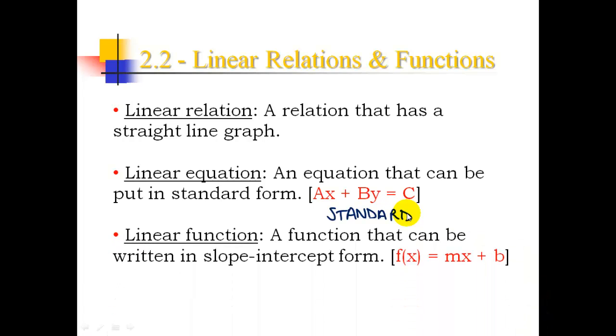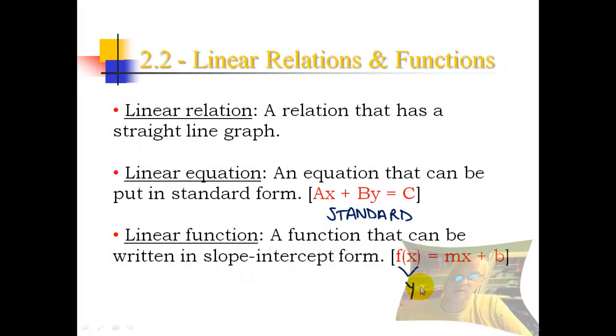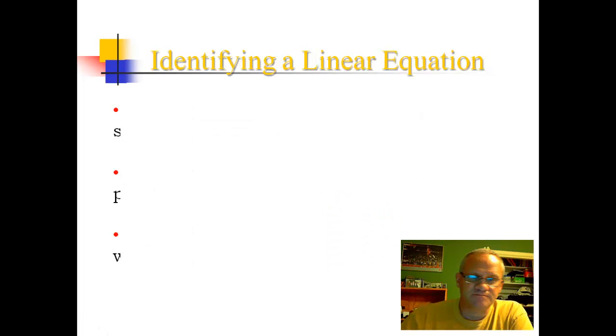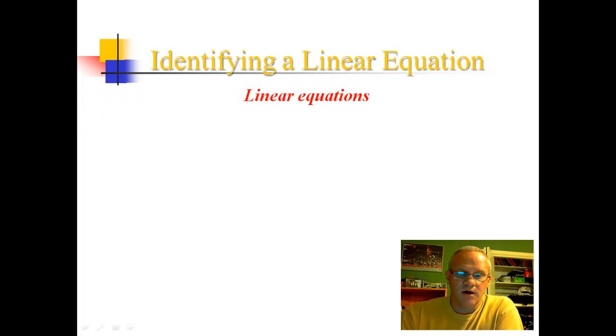The other thing is a linear function. If you remember from the last section, we talked about function notation. Remember, this f of x here is really just a big y. And so if we can get our equation or function into slope-intercept form, y equals mx plus b, then we also know that it's linear. And by the way, y equals mx plus b, number one as far as the most popular equation formula. I don't know, I just made that up. But it is very popular.